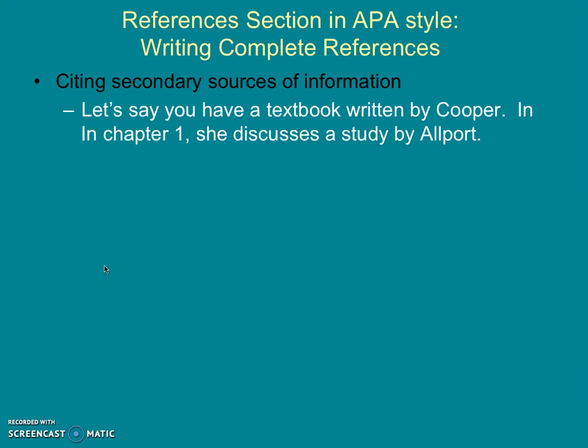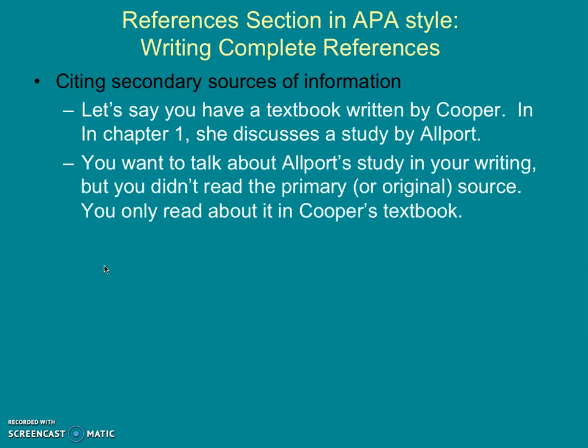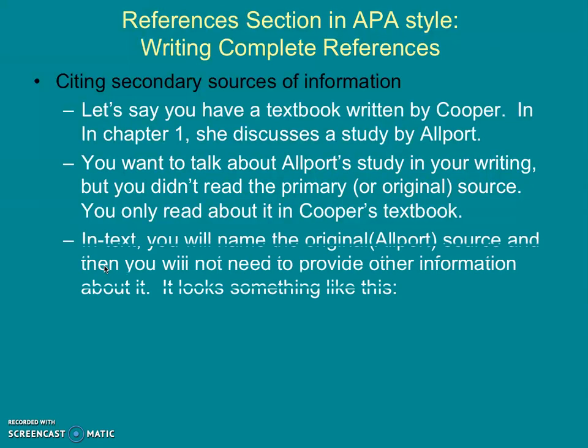Let's say you have a textbook that I wrote. It's by Cooper, and in chapter 1, I discuss a study by Alport. You want to talk about Alport's study in your writing. You thought that what he found was pretty cool, but you didn't find the primary original source. You could go and look up the article and read it yourself, but maybe you didn't have time. Maybe the only way to get it was to pay for it online and you didn't want to pay for it. Whatever, you didn't read the original source. You only read about it in my textbook.